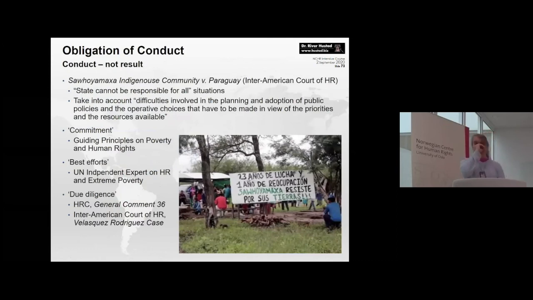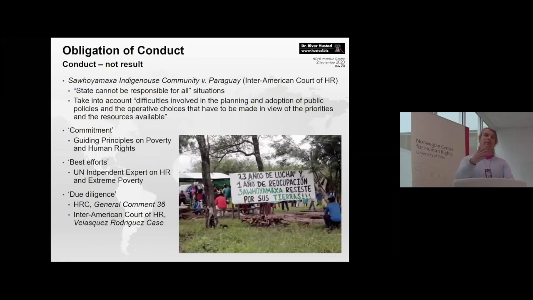This is just an example of a case from the Inter-American Court of Human Rights that has used this feasibility analysis in determining if a state has fulfilled its obligations. A state cannot be responsible for all situations. They can't be responsible for all results, is what the court is saying there. So the results are not what we look at. All we can look at is to take into account the difficulties involved in the planning and adoption of public policies and the operative choices that have to be made in view of the priorities and the resources available.